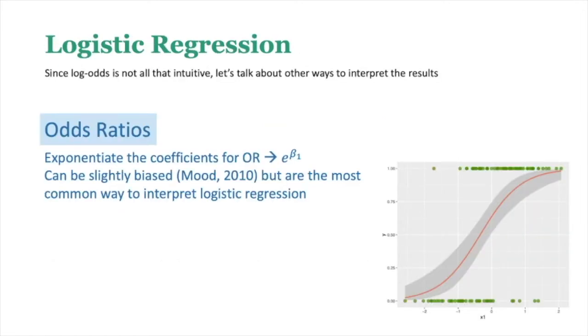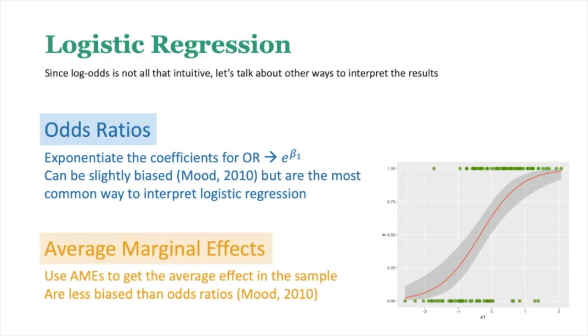In this course, we'll go over odds ratios. This is probably the most common way to interpret results from a logistic regression. And really, it's just the exponential of the coefficient itself, and that turns it into an odds ratio. But note that these can be slightly biased, but they are still the most common way to interpret logistic regression output. We also can get the average marginal effects. These are less biased than odds ratios, but they're not as common, and they may oversimplify the situation sometimes. And then we also have the predicted probabilities, where we can actually look at where's the line at and talk about that. When we get into the logistic regression lecture itself, we're going to talk about these in detail.